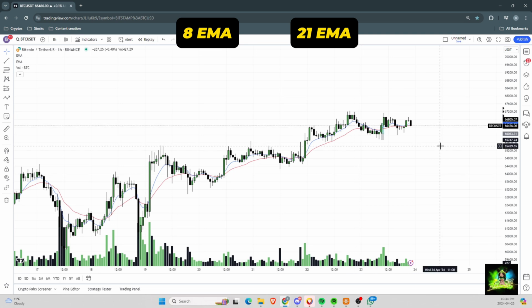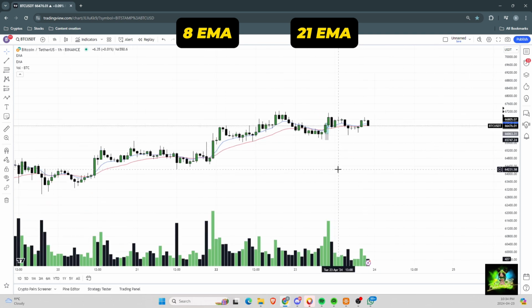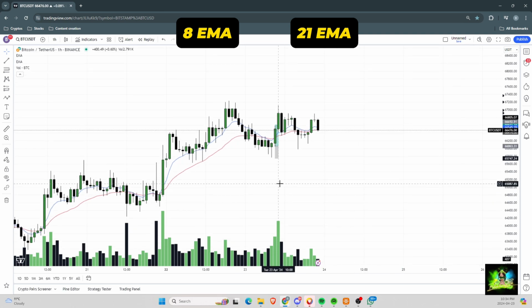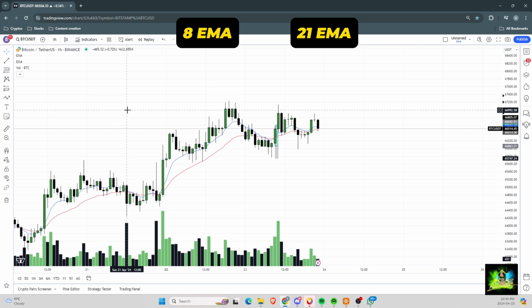Okay, so how do you determine a downtrend or uptrend, right? That is a topic for a different time. But for now, just understand that this strategy works only in an uptrend or a downtrend. So this is how you use 21 and 8 EMA for trading, okay? I hope it is clear. Now let's dive into the next topic, relative strength index.